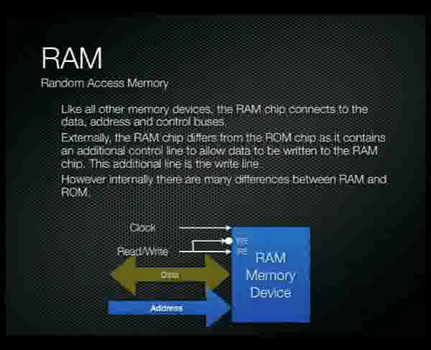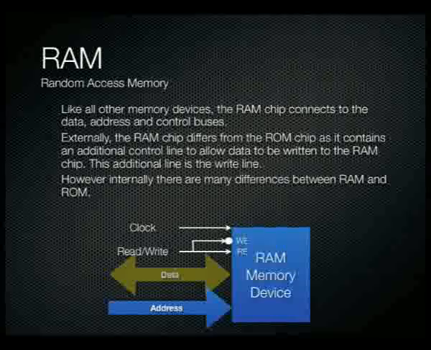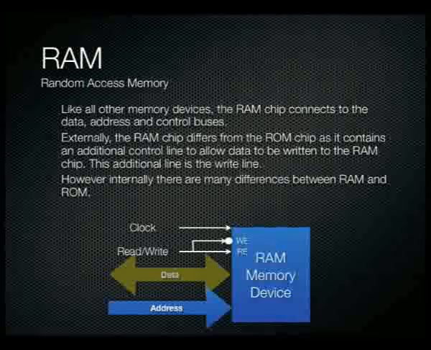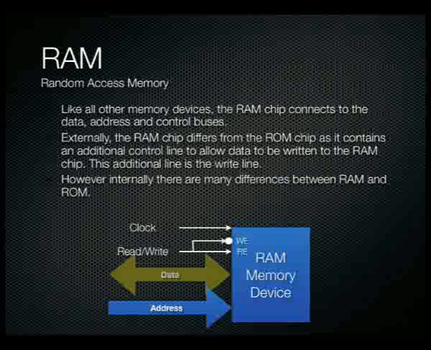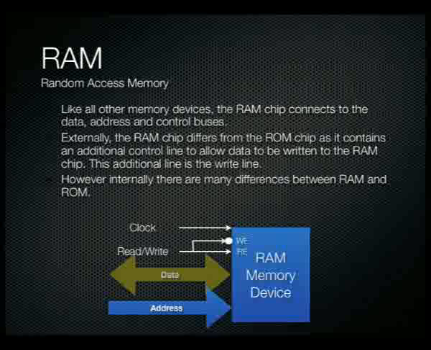When it comes to the basic random access memory, like any other memory device, the RAM chip connects to the data, the address, and the control buses, like normal. Externally, the RAM chip differs from the ROM chip in only one way, and that is that it contains an additional control line to define when we want to write data to that particular device. So it has a read line, because we obviously want to read from it, but it also has an additional line, which is the write line.